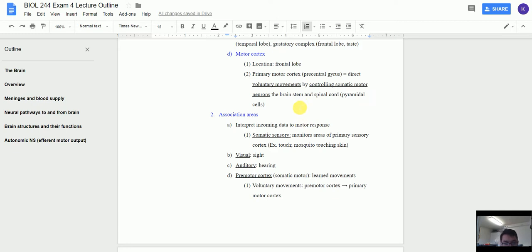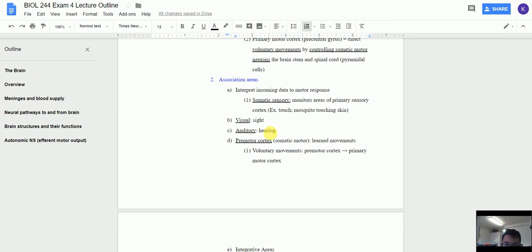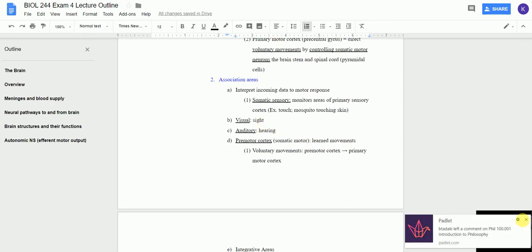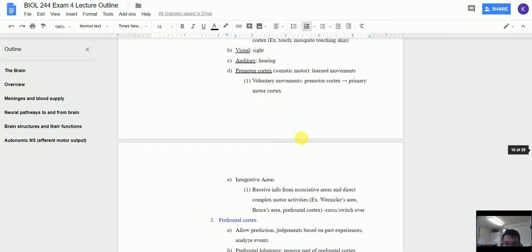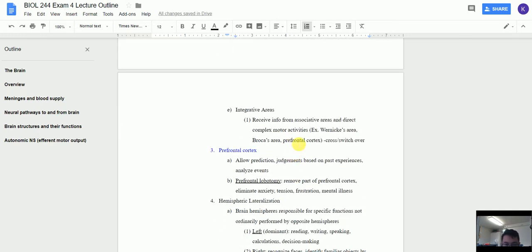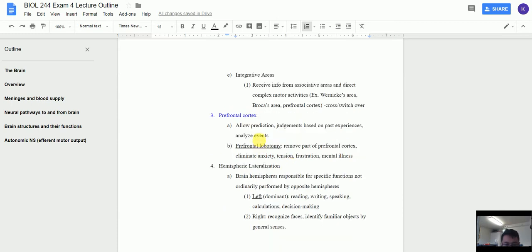Association areas: we have to have associations here after we pick it up from receptors into our cortexes. Visual, sight, hearing, premotor cortex, learn movements. There are integrative areas that receive info from association areas and direct complex motor activities. Cross over, prefrontal cortex allows prediction and judgment based on past experiences.